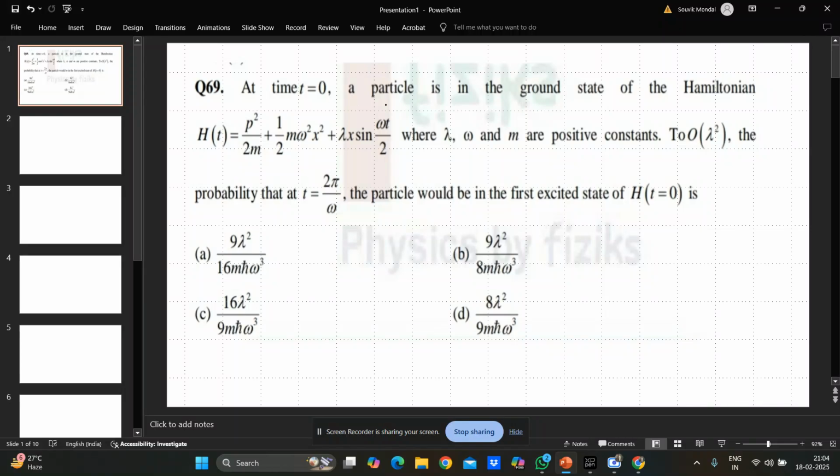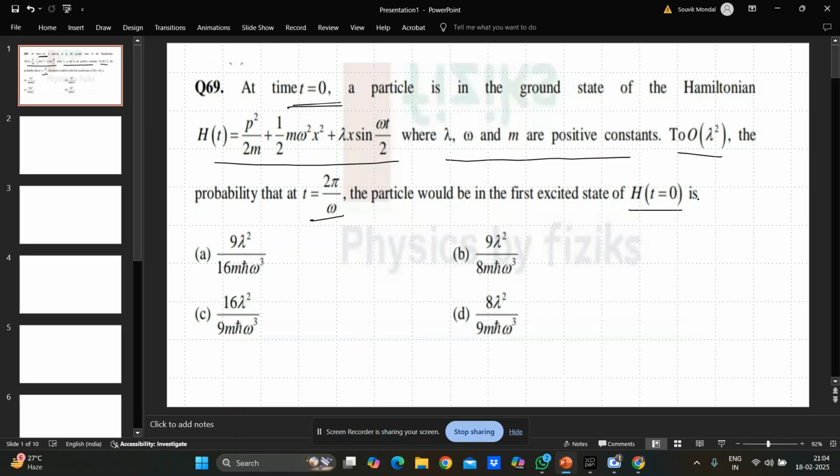Okay, so the problem statement is very simple. First pause the video and give it a try by yourself, and then look at the solution. At t equal to 0, a particle is in the ground state of the Hamiltonian. This is the ground state. Now, lambda and omega are positive constants. To order lambda squared, the probability that at t equal to 2 pi by omega the particle would be in the first excited state of H at t equal to 0.